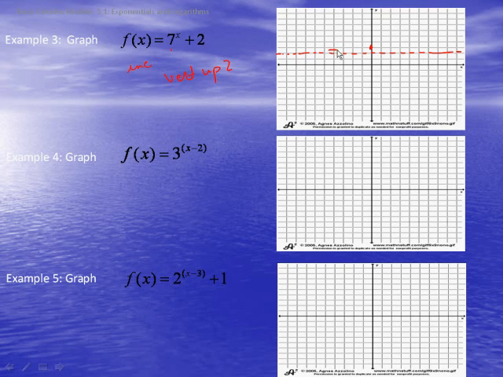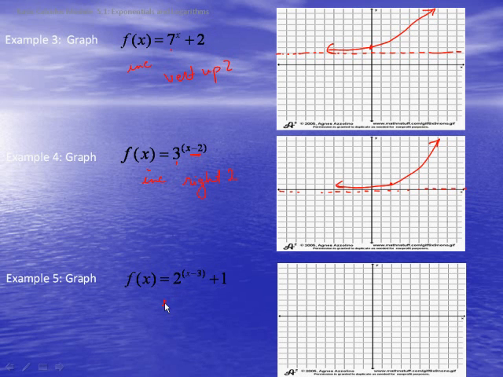And it's going to increase, so it's going to look like that. It's going to increase because the number is greater than 1. Again, because of the 3, it increases. And this time it's inside the function, so that's going to mean right 2. So it used to be at 0, 1, but now we're going to go right 2. So there's going to be my point of reference. There's my imaginary line, the asymptote, and it's going to increase.